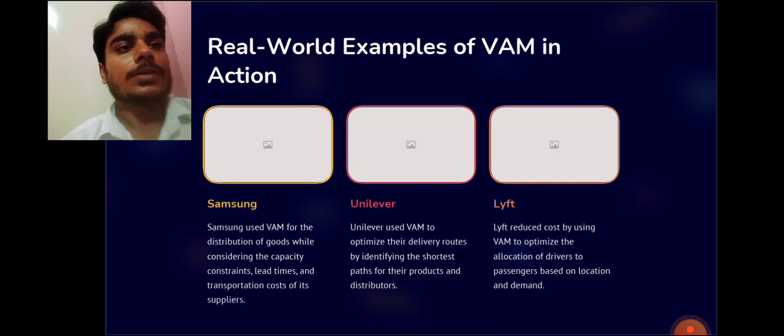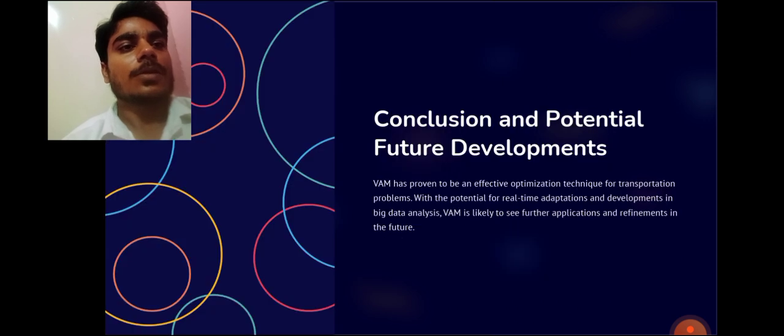After the real world examples, we are going to discuss the conclusion and potential future developments of VAM. VAM provides an effective optimization technique for transportation problems with potential for real life adoption and development in big data analysis. VAM is likely to see further applications and refinements in the future.